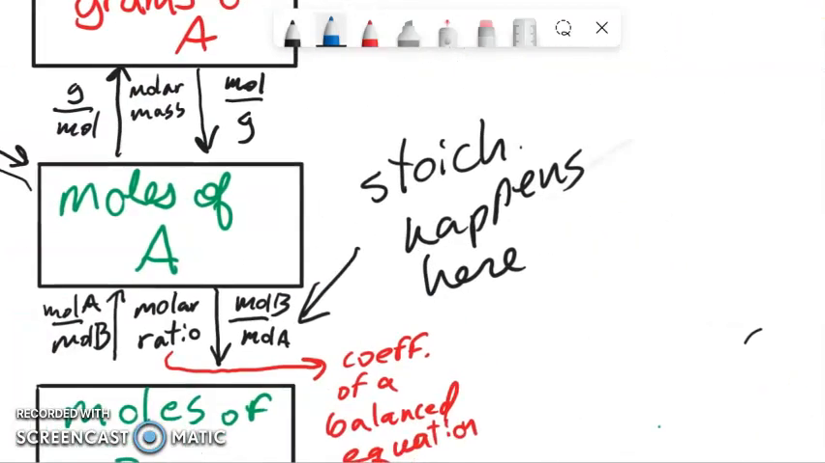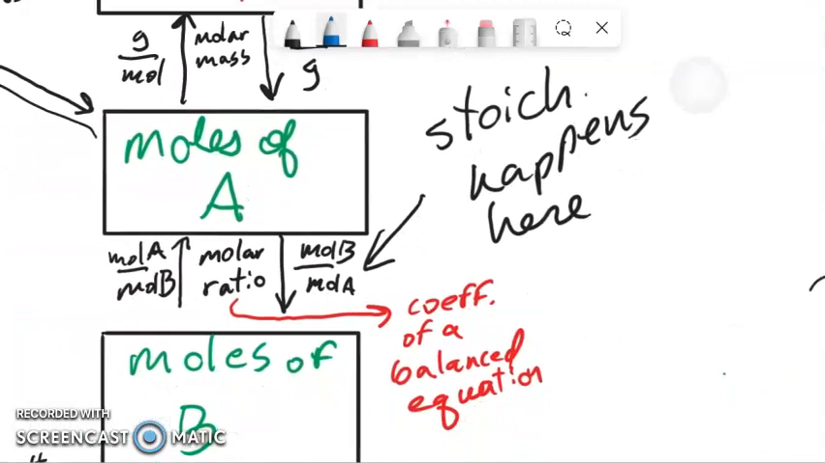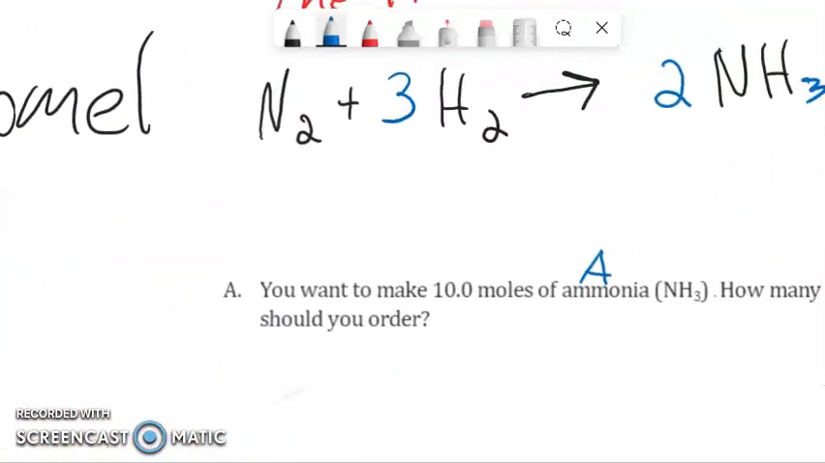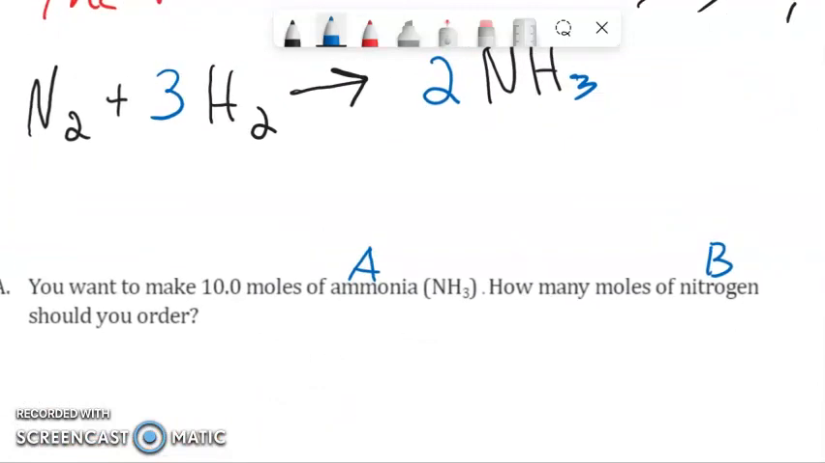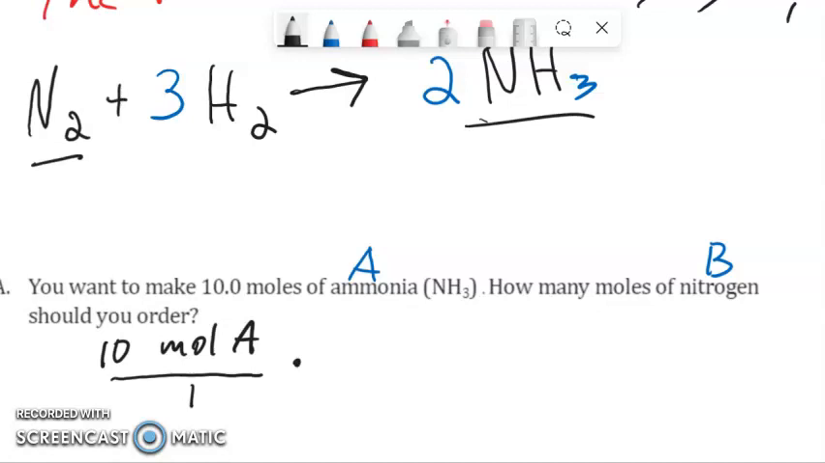All right? So again, on the map, if we're going from moles of A to moles of B, we need the molar ratio, and we get that from the coefficients. So what I can see here is that I have 10 moles of A, or you could call it 10 moles of ammonia, however you want to do it, times the molar ratio. And the molar ratio would be the ratio of nitrogen to ammonia. So let's figure this one out.